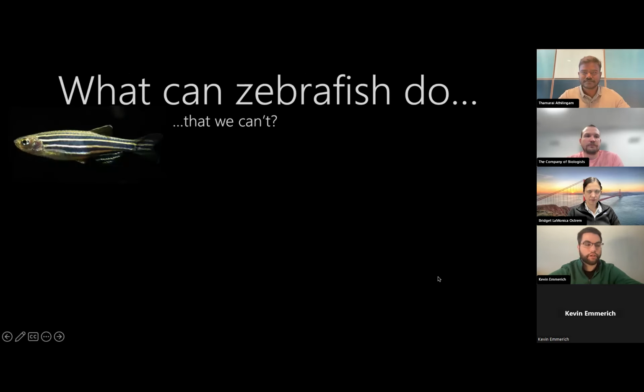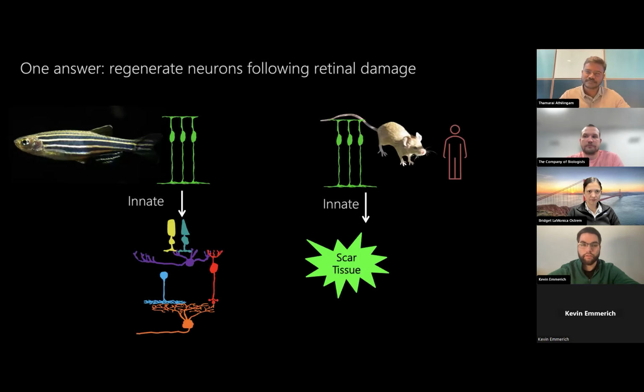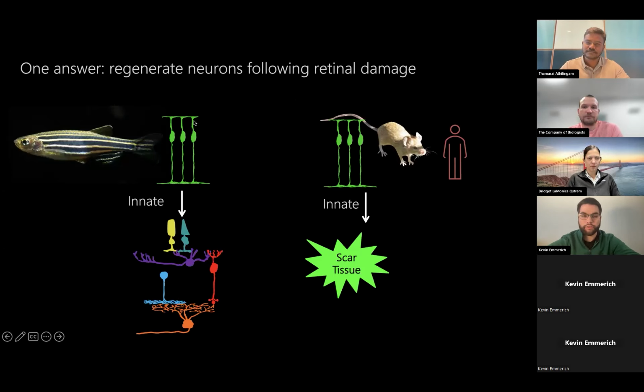The reason that we're going to talk about zebrafish is because there's something very specific that zebrafish can do that we can't. And for the purpose of this talk, we're going to focus on the answer that they can regenerate neurons following retinal damage. So we'll use these kinds of diagrams throughout the talk, where these Mueller glia, these large green cells, following injury, naturally regenerate into all different types of neurons. So you see all 6 neural cell types here on the left.